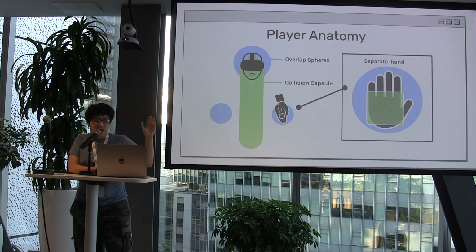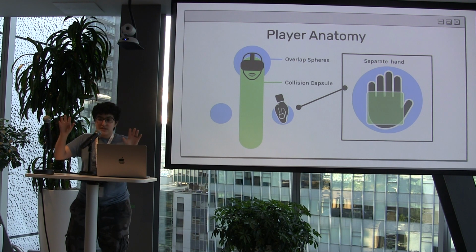So we have a collision capsule underneath the headset, and I also added an overlap sphere, and overlap spheres on the hands, and we'll go into that later. But you also have a separate hand mesh that is not always directly following behind your hand in VR. Like, you've got your hand, and then you've got the hand mesh.